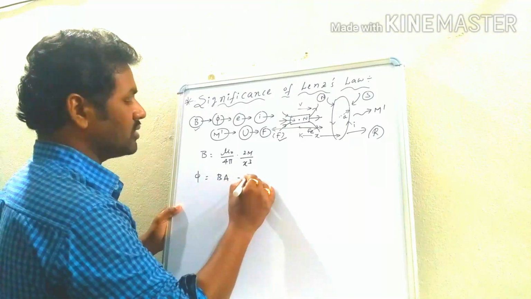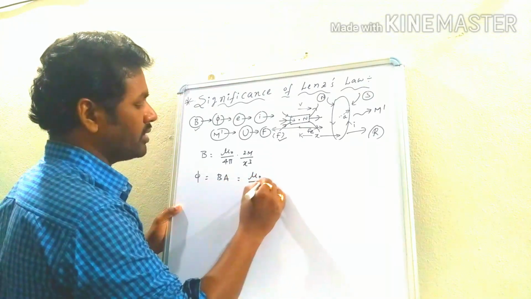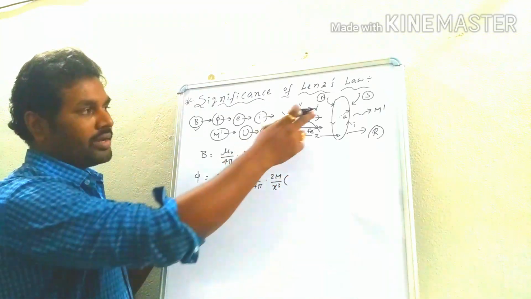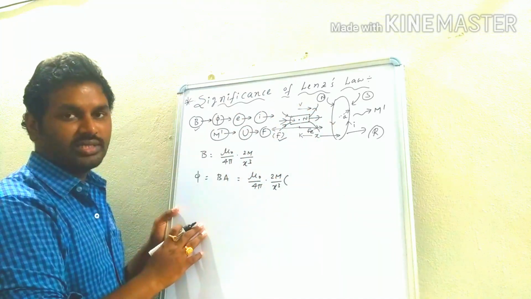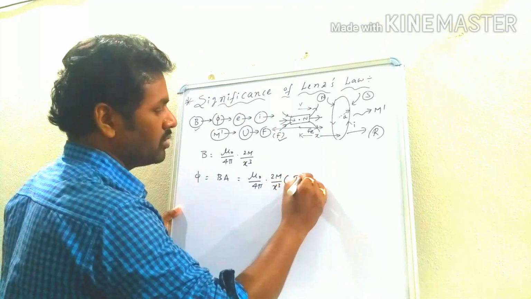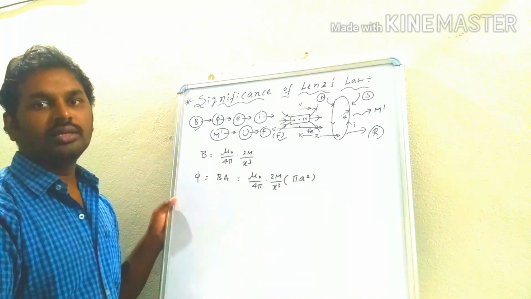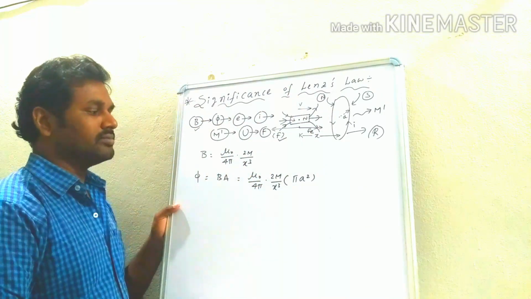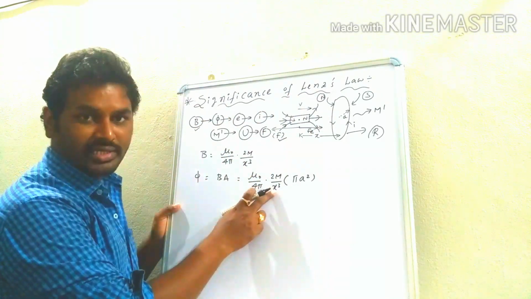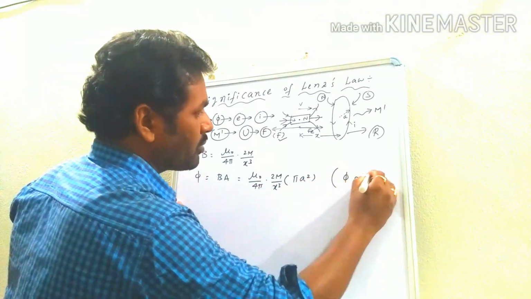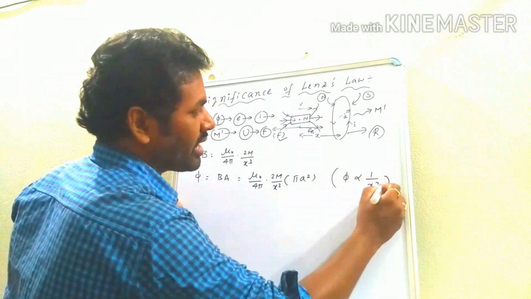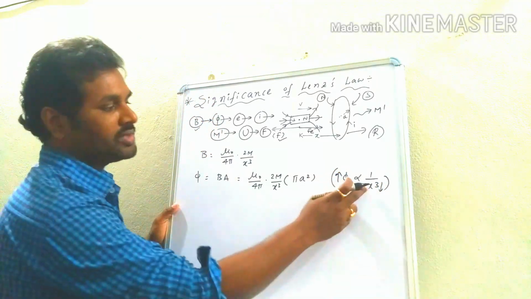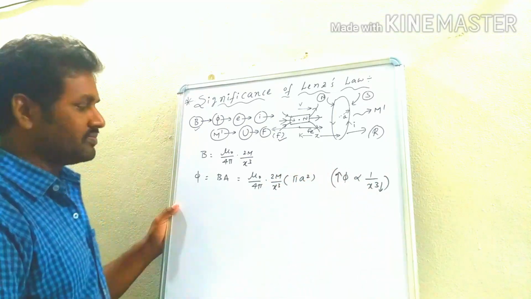Write down B is equal to mu naught by 4 pi into 2m divided by x cube, times A, the area of cross section of this coil. How much is it? Yes, it is pi A square, because it is circular. We got the flux passing through the coil. So how is the flux related to the distance? We can write phi proportional to 1 by x cube, where as x is decreasing the flux is increasing in a huge manner, because it is the cube of the distance.